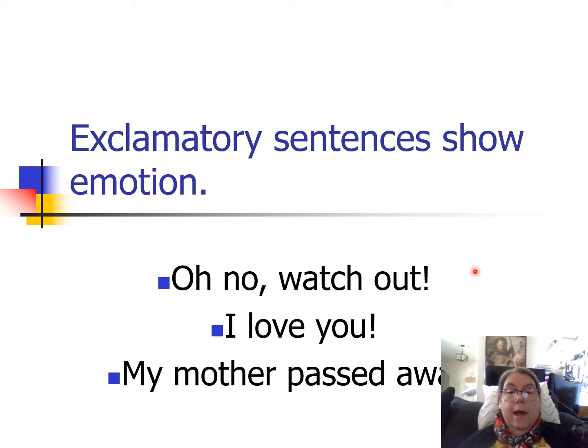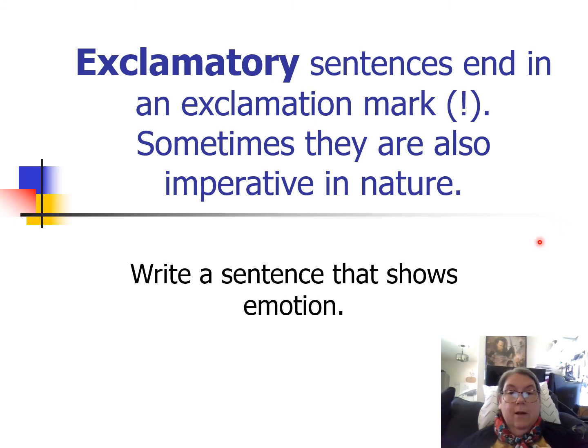"My mother passed away," and that would be a very emotional statement, and I'd have an exclamation point. Of course, if I put a period, I'm going to change these into declarative sentences. So generally, you use that exclamation point to express your emotion. And so exclamatory ends in an exclamation mark. And so you could write down a sentence right now that shows emotion. And you can make almost any sentence an exclamatory sentence simply by putting that exclamation mark at the end.